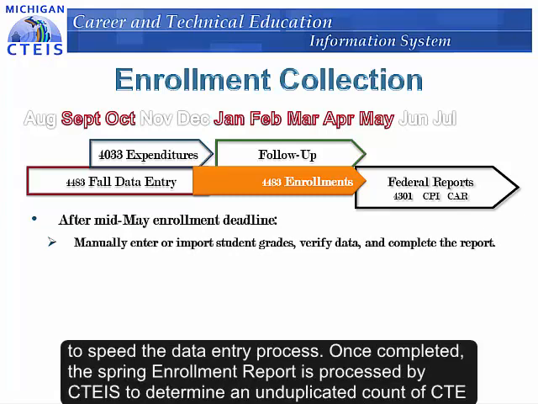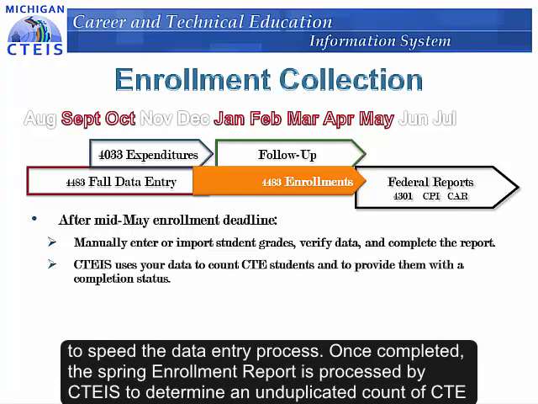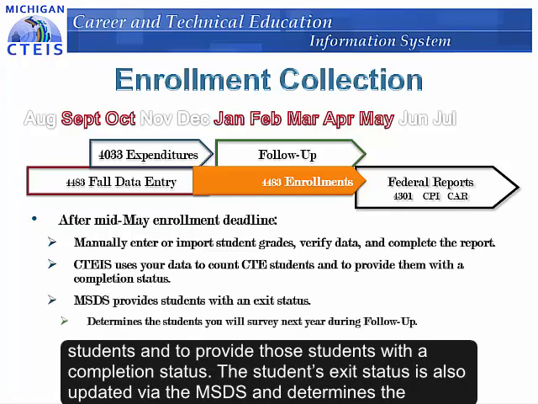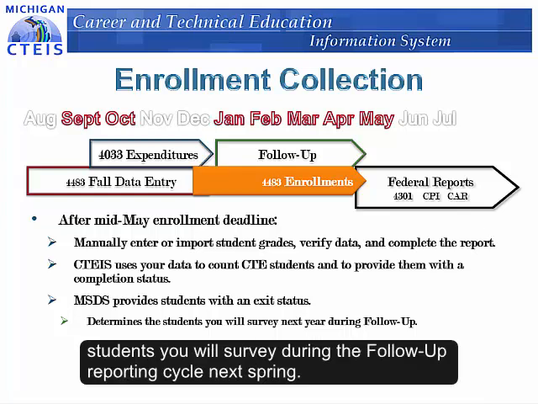Once completed, the Spring Enrollment Report is processed by CTEIS to determine an unduplicated count of CTE students and to provide those students with a completion status. The student's exit status is also updated via the MSDS and determines the students you will survey during the follow-up reporting cycle next spring.